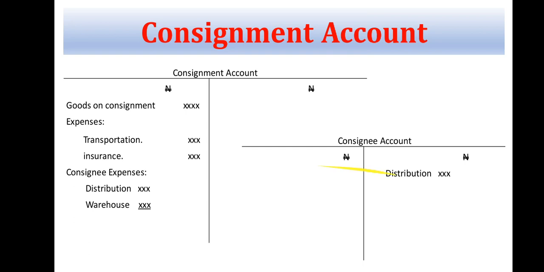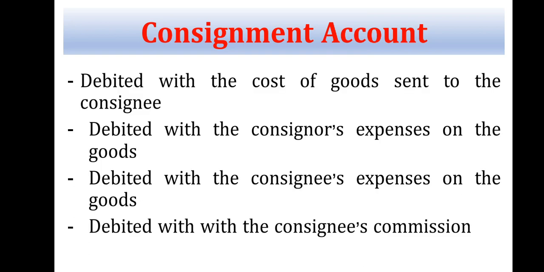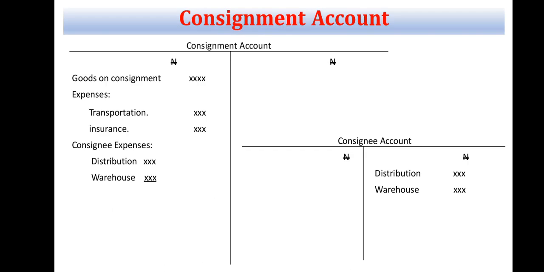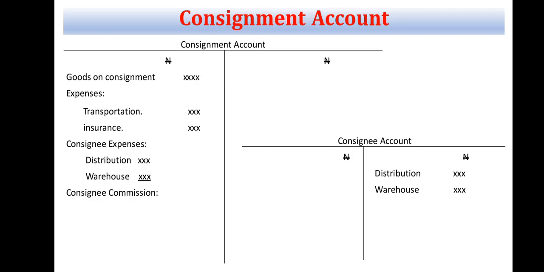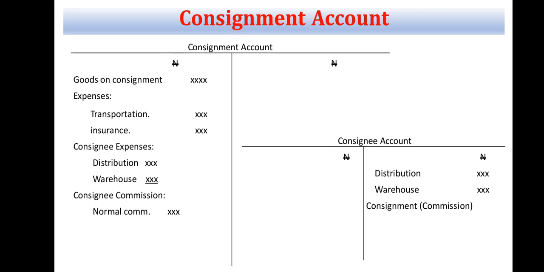So the next one is the commission. The commission received by the consignee will also be debited to the consignment account. So we have our consignment account, we have commission, that is consignee commission. All the commission I mentioned earlier, we have the normal commission, we debit it to the account. The corresponding credit entry will go to the consignee account, because we are talking about the consignment and the consignee.